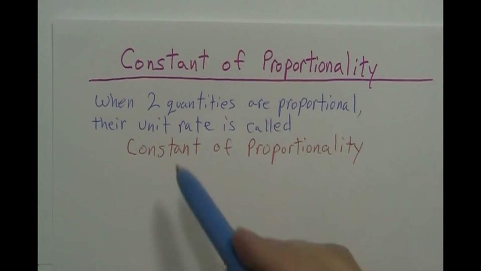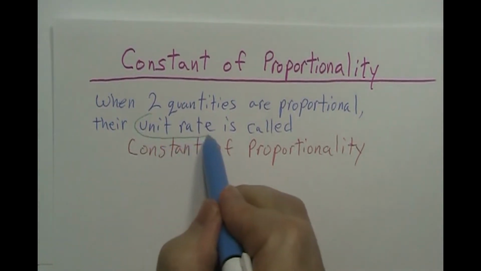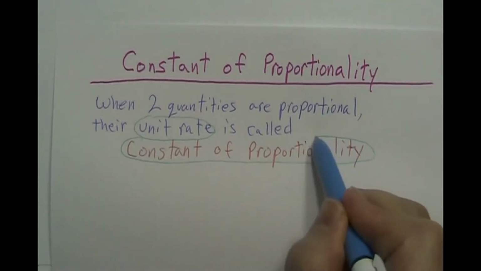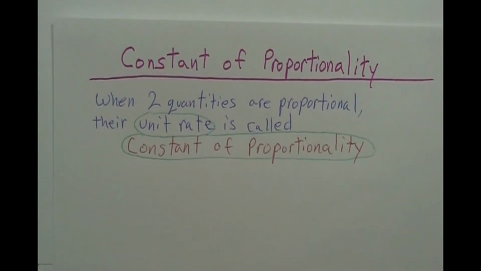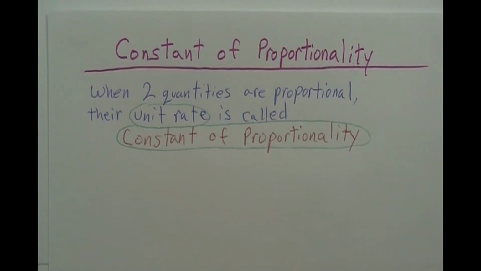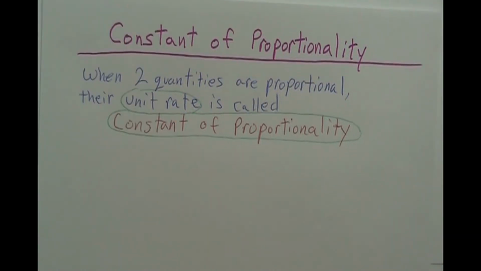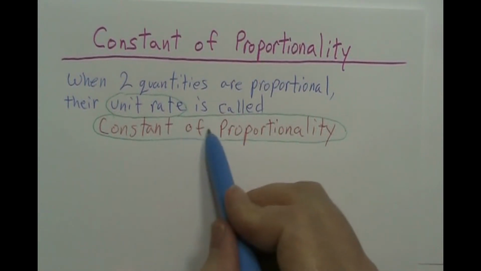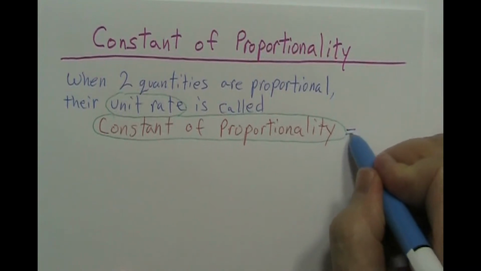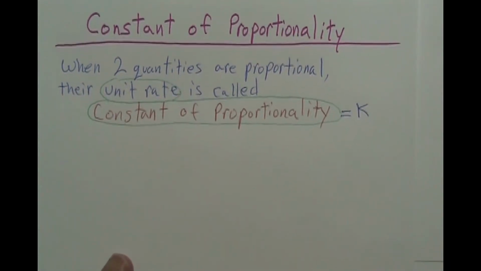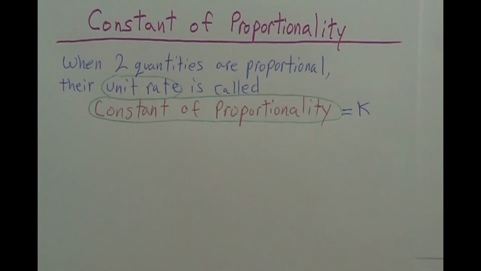So, unit rate and constant of proportionality are the same value. It's the same number when they're proportional. One other thing is that sometimes they give constant of proportionality a variable, and they'll give it the variable k. I don't know why they chose that, but they do.